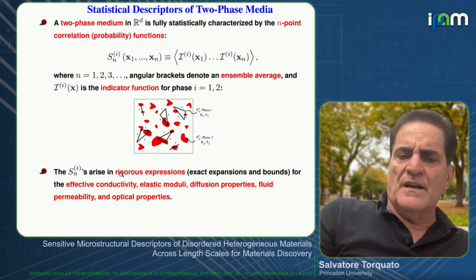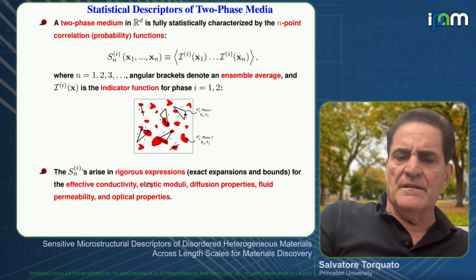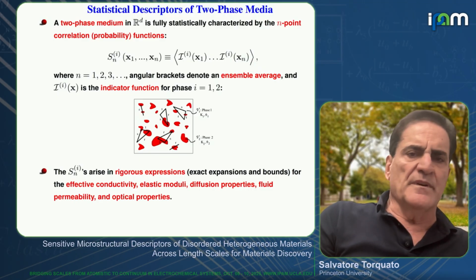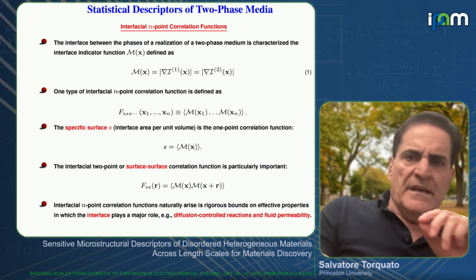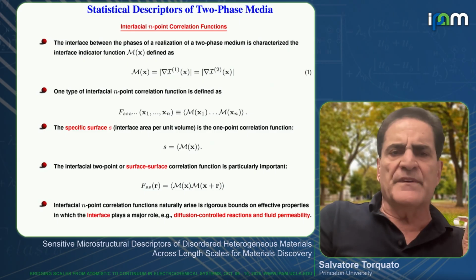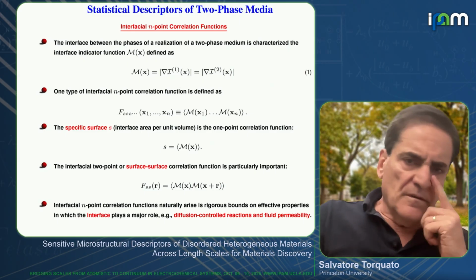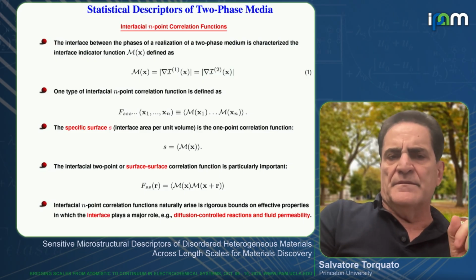These quantities arise in rigorous expressions, including exact expansions and bounds for the effective conductivity, elastic moduli, diffusion properties, fluid permeability, and optical properties. Now, it turns out that there are going to be various problems in which the interface plays a major role. And so you may or may not be familiar with these types of correlation functions.